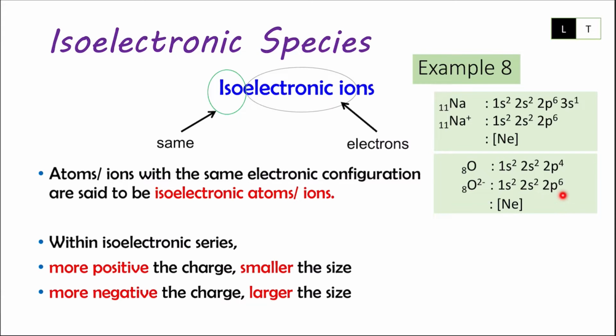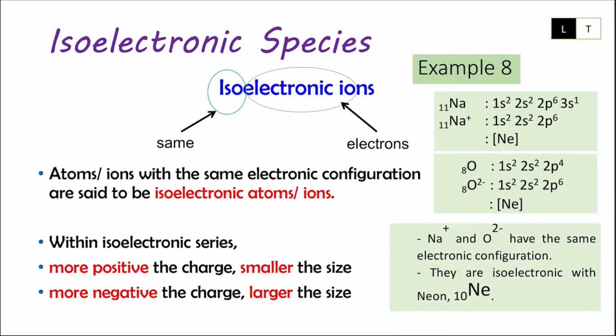Same goes for Na+. So the electronic configuration for O2- is also the same as the electronic configuration for neon. You can conclude right now that Na+ and O2- have the same electronic configuration. As you see here, they have 1s2, 2s2 and 2p6. So they are isoelectronic with neon, with 10 electrons. That is how you detect isoelectronic species.